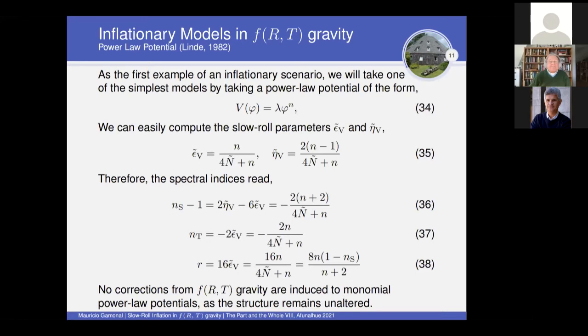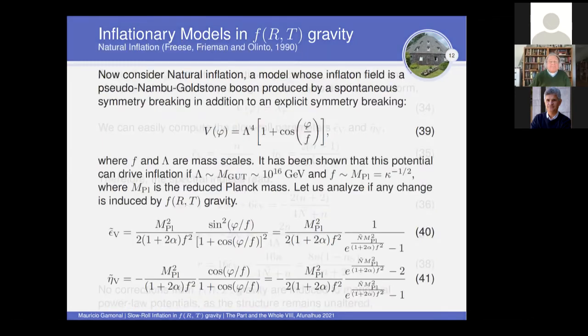I applied this prescription on several models of inflation. The first one is the power law potential, basically the simplest model of inflation. When I compute the slow roll parameters, I obtain this expression in equation 35. After following the standard procedure, I obtained the spectral indices, and what I realized is that these indices are not affected by this model. So this model cannot solve the problems that power law potentials have with the phenomenology of inflation and the measurements of Planck in 2018. Well, for power law, nothing interesting happened.